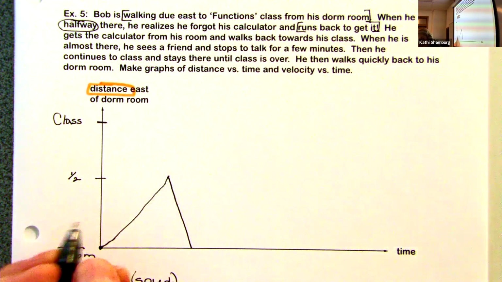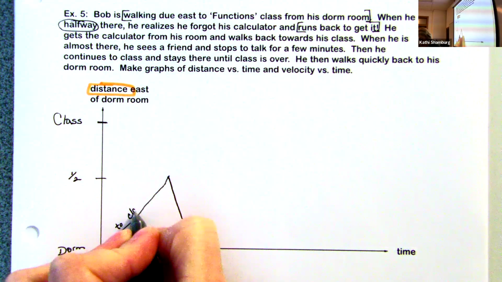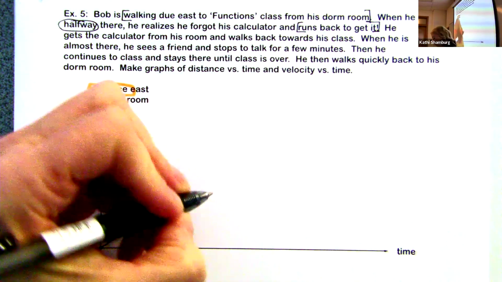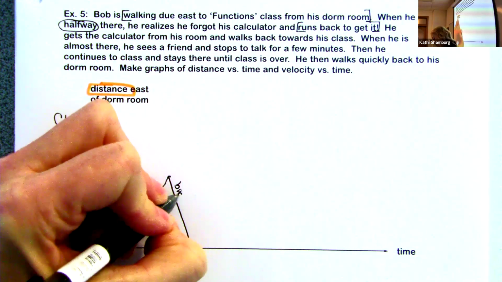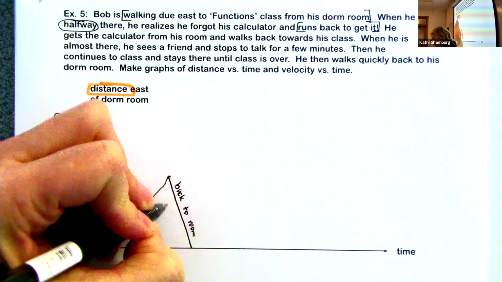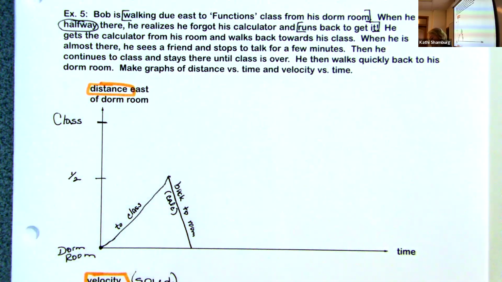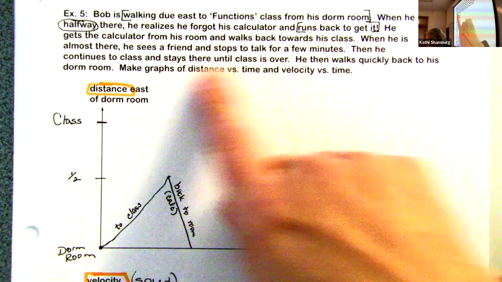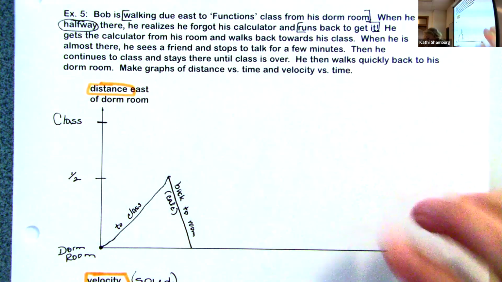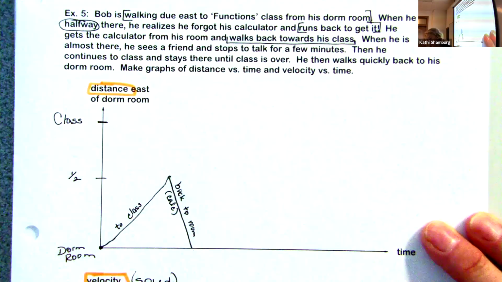So he is walking to class, and then back to his room. You guys have never done this, have you? Because he forgot his calculator. When he gets the calculator from his room, he walks back towards class. So now he's walking again, and he's walking towards class.